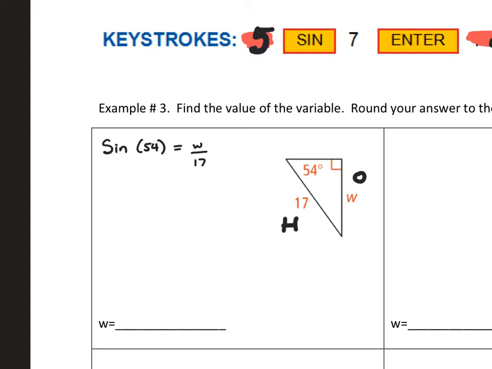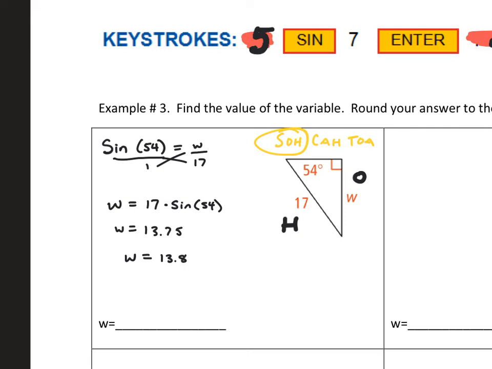And you're probably wondering, Mr. No, why is it a sine problem? If you use the word SOHCAHTOA, I know that sine involves O and H. So again, my secret, this does not change the problem. Now all I have to do is cross multiply, and I get W is equal to 17 times the sine of 54. I'm just going to type in 17, press the sine button, 54, press enter. I get 13.75. And again, it said to round this to the nearest tenth. So W is equal to 13.8.